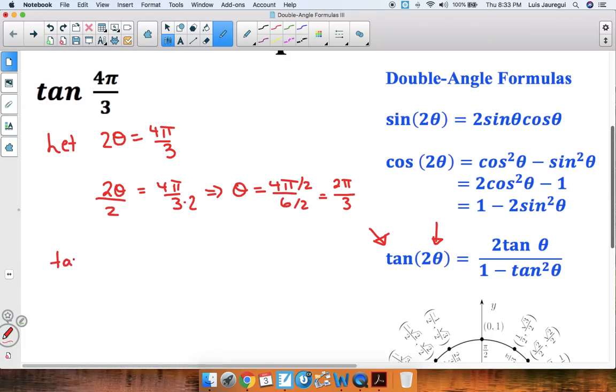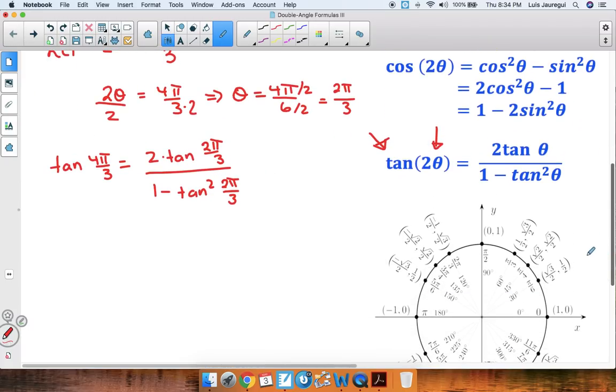We would have that tangent of 4 pi over 3 is equal to 2 times tangent of theta, but in this case theta happens to be 2 pi over 3, so we have 2 times tangent of 2 pi over 3 over 1 minus tangent square of theta, and again theta happens to be 2 pi over 3. Now let's go ahead and find out what is tangent of 2 pi over 3.